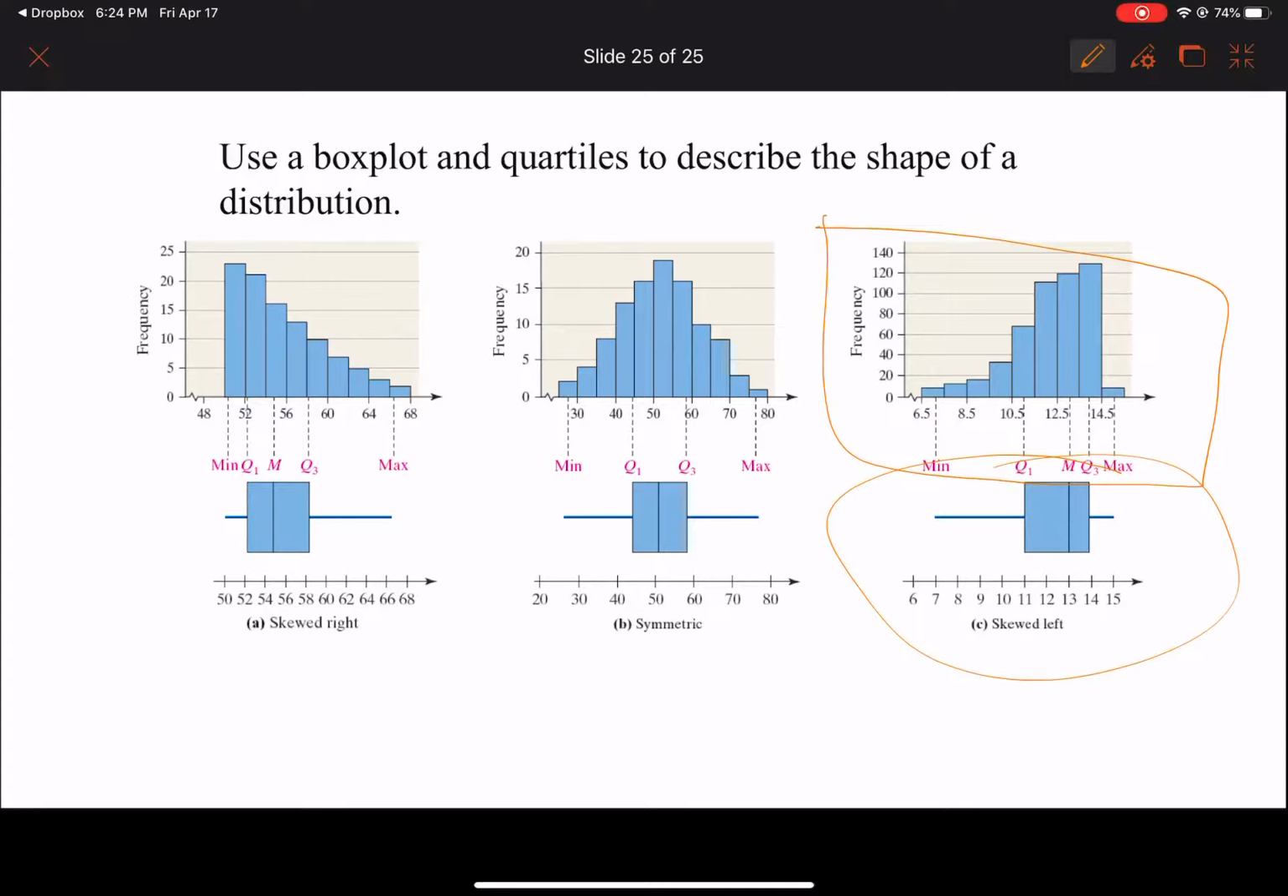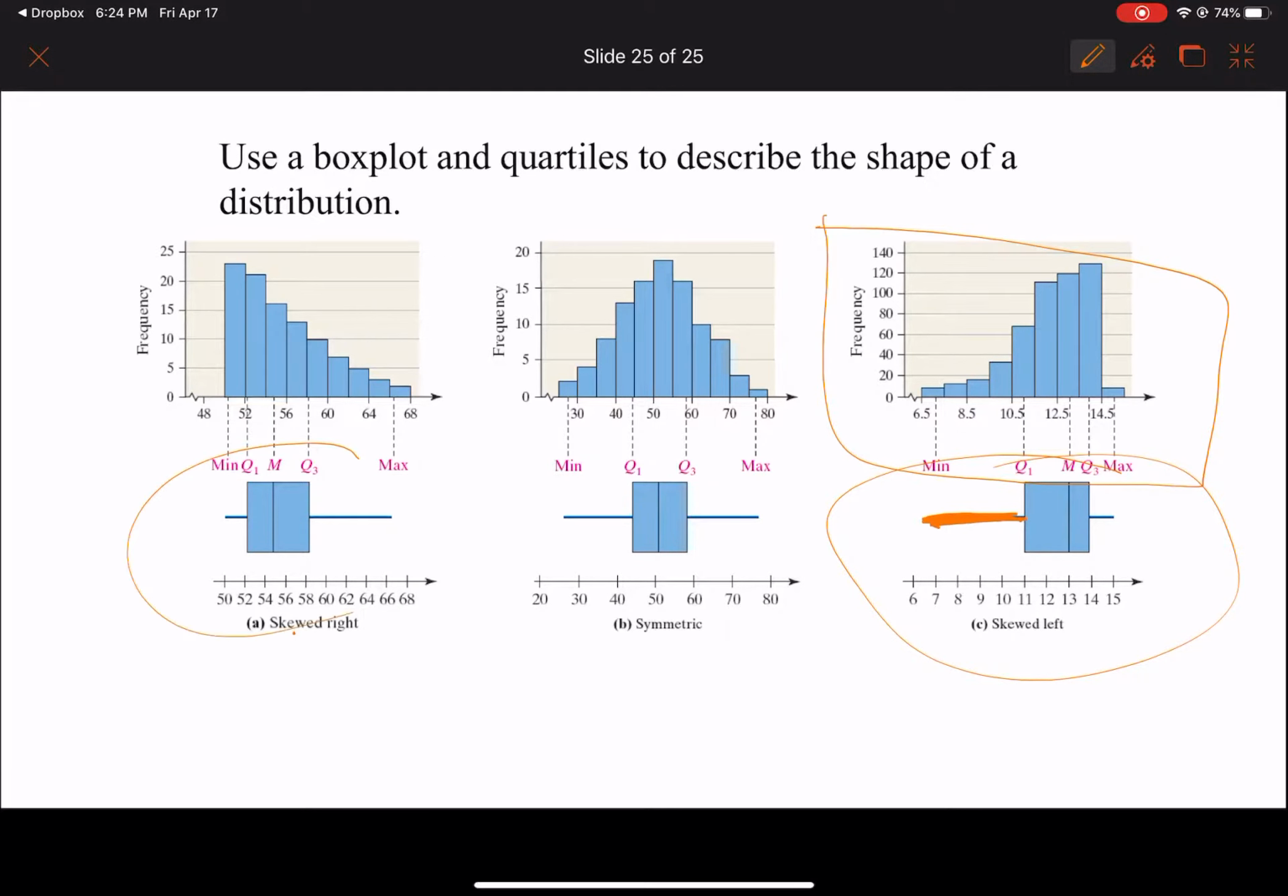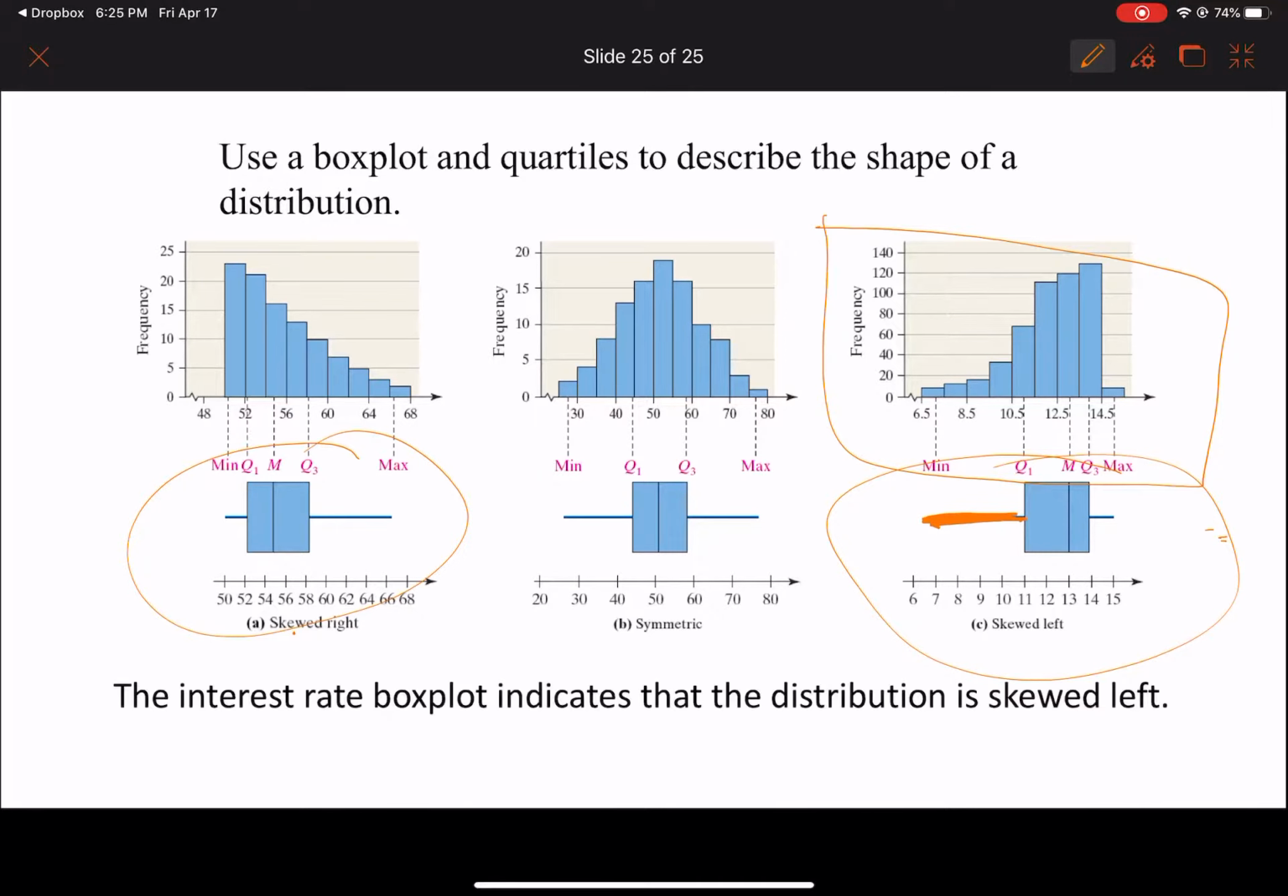This would be data that is skewed left because most of my data is in this left whisker. If you look at the one we just created, most of my data is in the right whisker. So this would be skewed right. So my collision data would be skewed right. My interest rate data here is skewed left. If the whiskers are pretty much equal on both sides, this would be symmetric. So you can tell the skew by looking at which whisker is longer, where most of your data is. If the left whisker is longer, it's skewed left. If the right whisker is longer, it's skewed right.